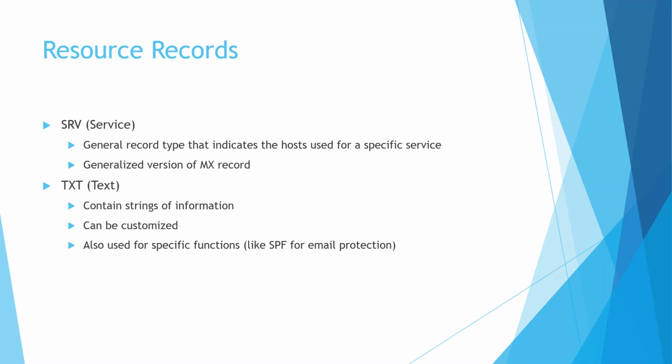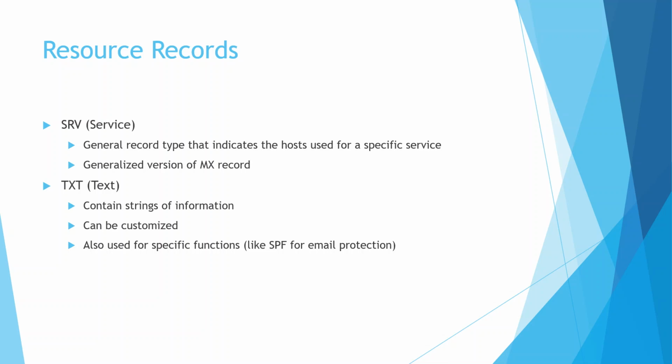So then we have two resource records that are a little bit more interesting. We have service records. It's a generalized record type. It's going to indicate the hosts that are used for a specific service. For instance, LDAP with Active Directory would be an example of an SRV record and where to go for the Active Directory service. So it's a generalized version of an MX record. An MX record is specifically for email, but with SRV records we're able to define specific services and then different clients can figure out where to get that information.